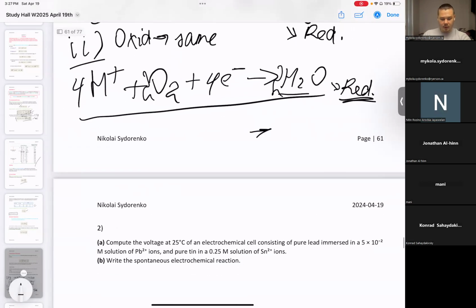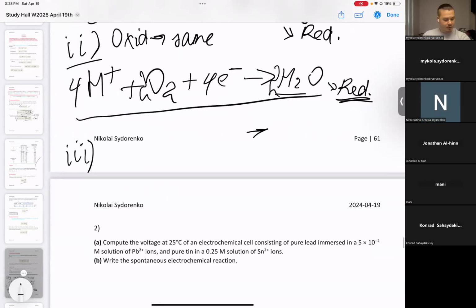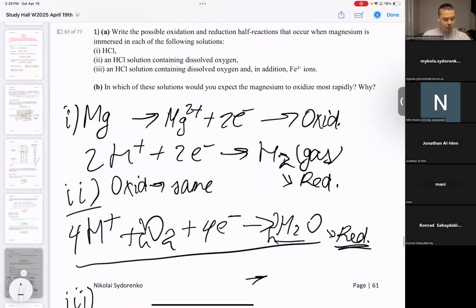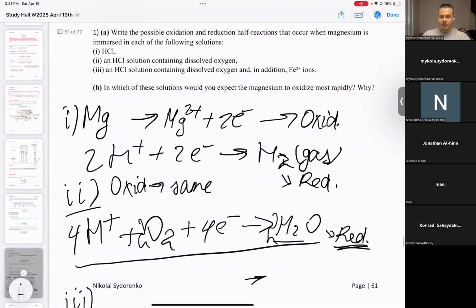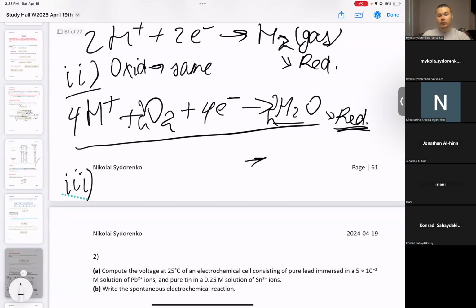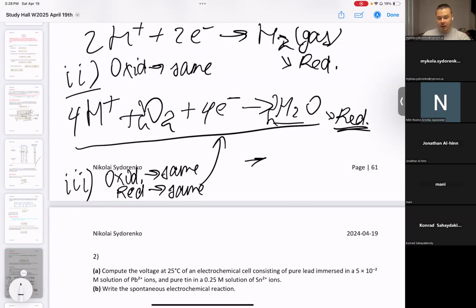And for the third part, basically what's going to happen is we also introduce the iron. When we introduce iron along with the dissolved oxygen and magnesium and all that, we're going to have 2 reduction reactions. The first oxidation reaction stays the same. The first reduction reaction from the previous part is the same, because we still have the oxygen being introduced into the system. And the second reduction reaction is going to be as such.